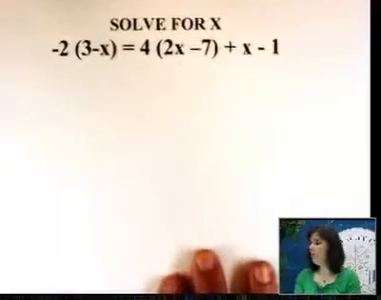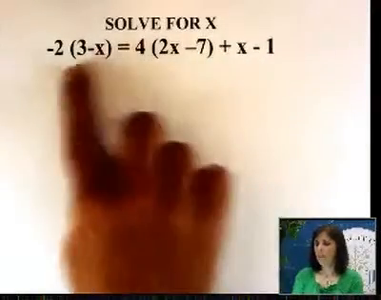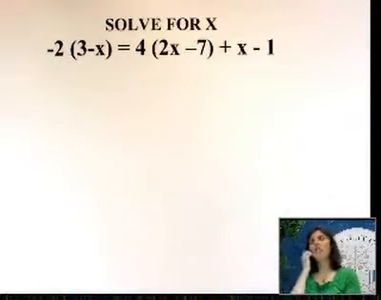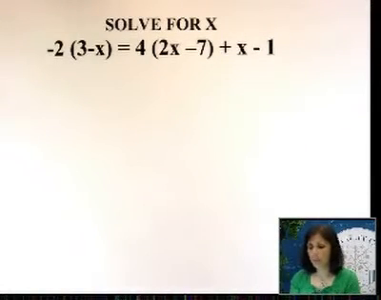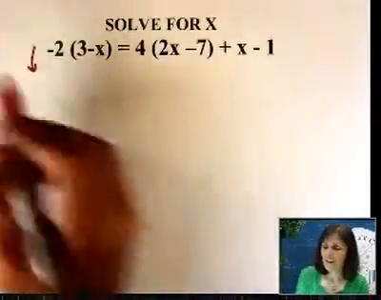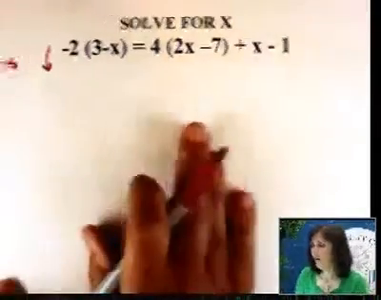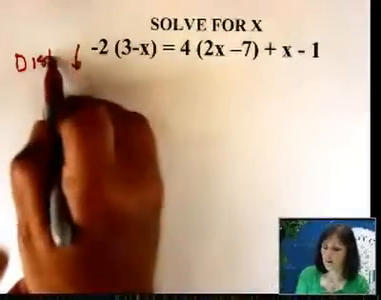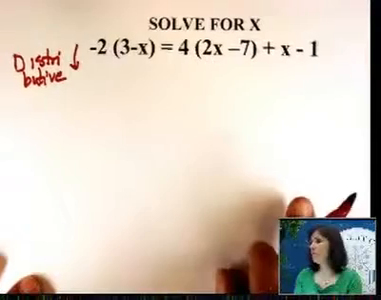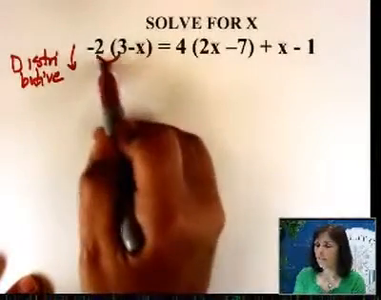A little bit harder. Solve for x. Parentheses on both sides, and then I have an x and a number. Okay, this is not the only way to do it, but I'll just show you how to do this one, my way. Distributive property. Okay, always get rid of the parentheses first. Distributive property, work this in.